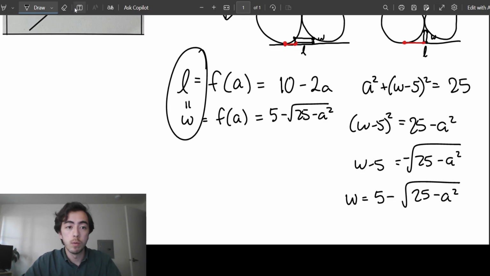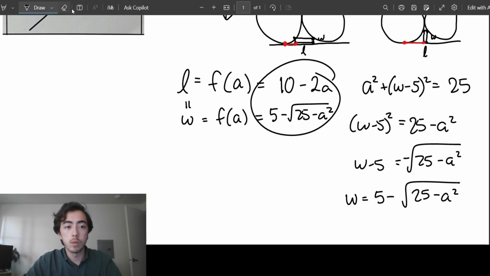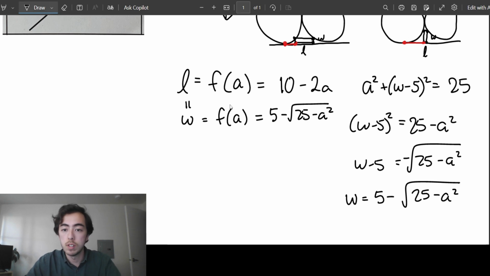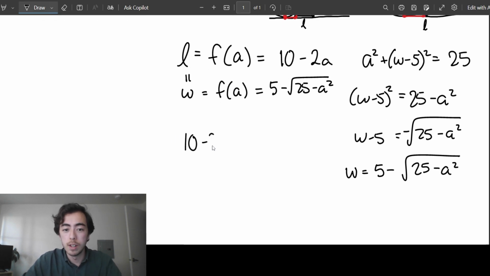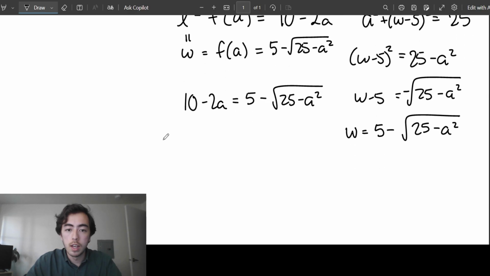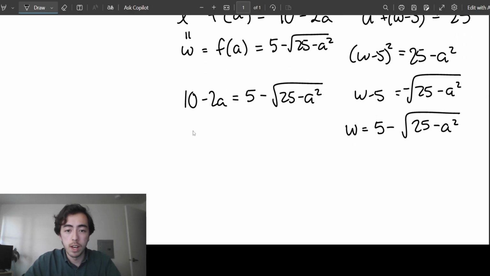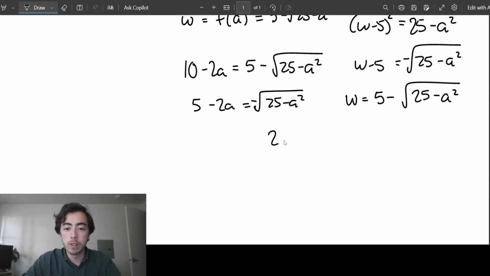I just want to know when the length and the width are equal. That makes it a square. So I could just set these equal to each other and solve for a. Not too bad. I mean, we'll see. 10 minus 2a equals 5 minus root 25 minus a squared. Let's simplify with the 5s. I'll at least subtract 5 from both sides. There's still a negative sign, and I don't like dealing with negatives, so I'm going to add the 2a over here, and I'm going to add this root 25 minus a squared over there.